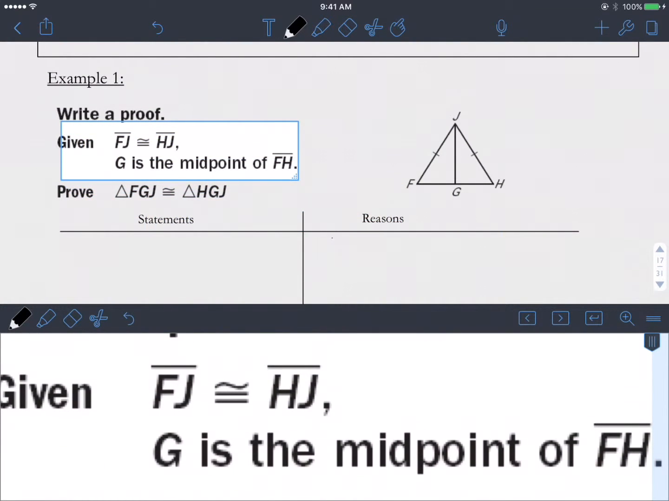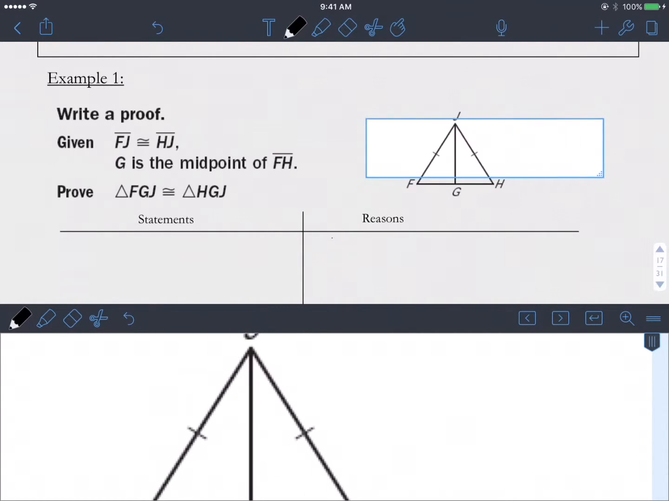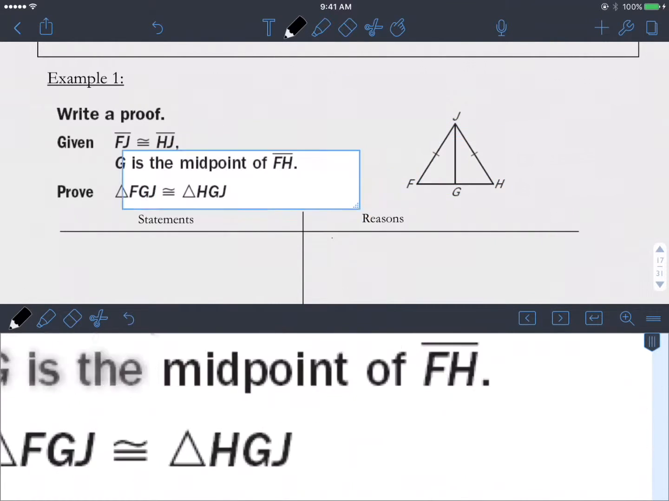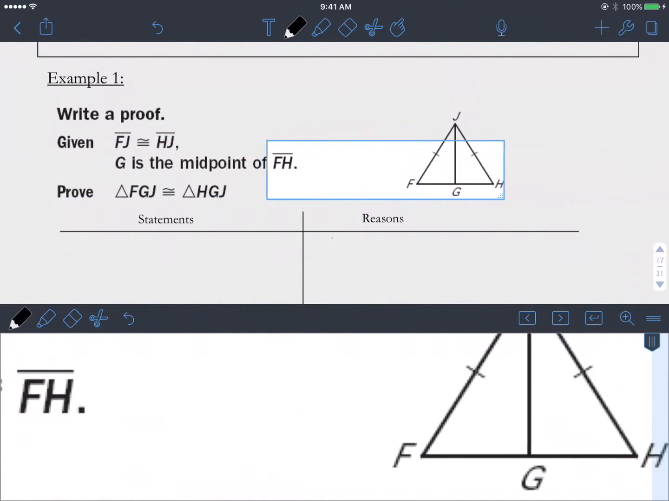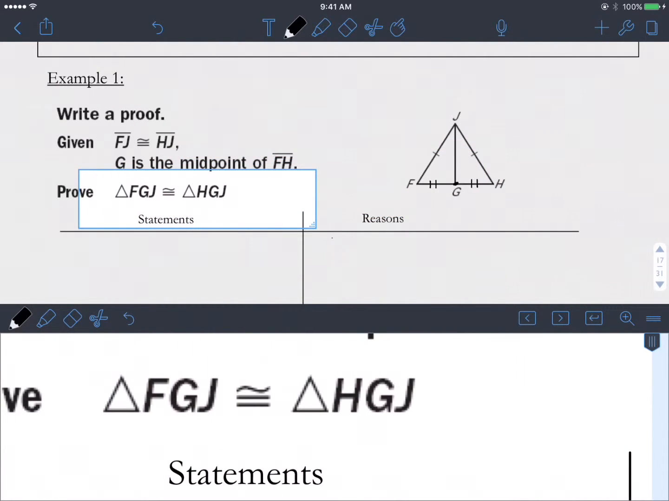So in our first example, FJ is congruent to HJ, and G is the midpoint of FH. So here in our diagram, it's already indicated that FJ is congruent to HJ. But it's also given that G is the midpoint of FH. If G is the midpoint, then it splits it in half. So we have 2 more congruent segments here. And we have to prove that triangle FGJ is congruent to HGJ.